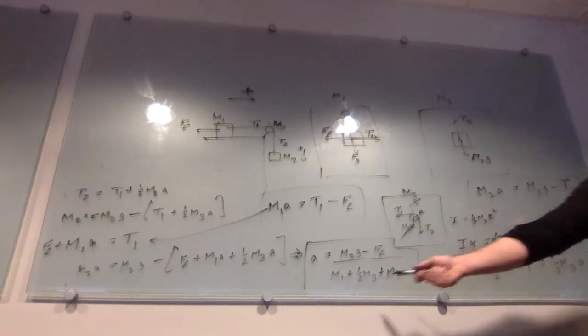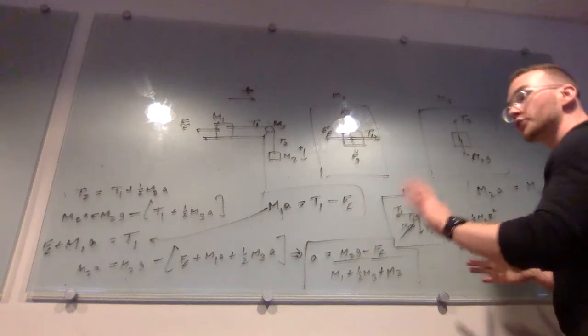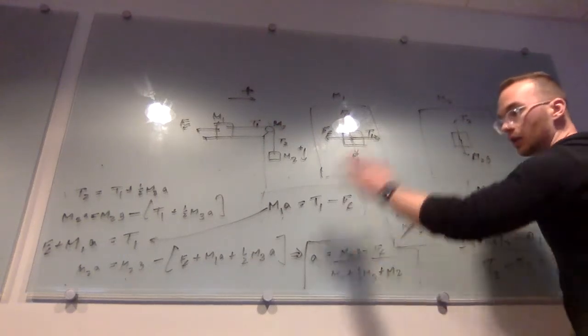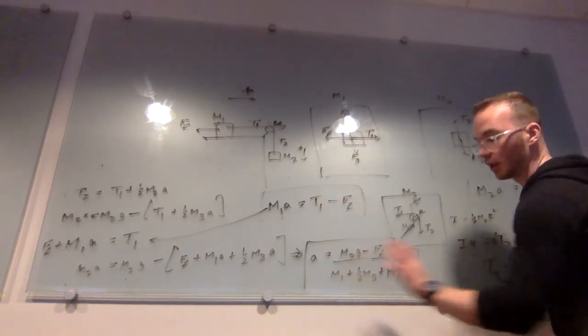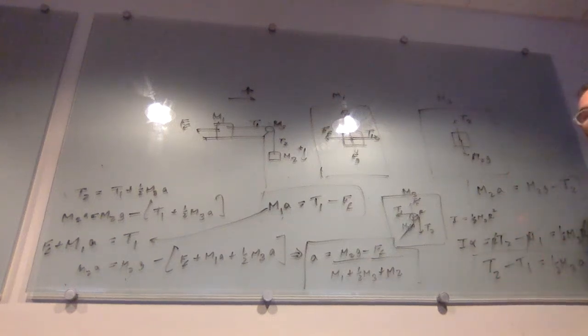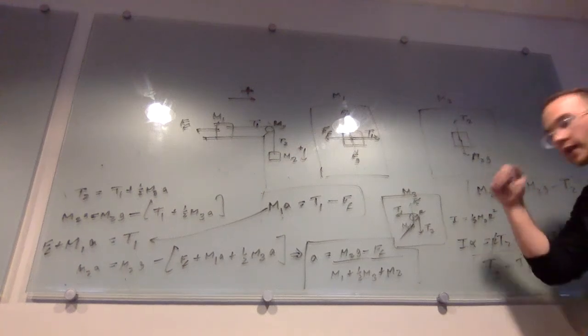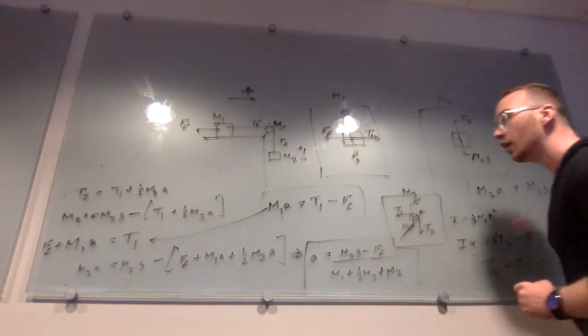So it's 1/2 because it's a disk. If this was a hoop, everything in here would be the same except you just have a plus M3. It would just be like a whole other mass, because essentially you are moving a mass by the same amount if it's all on the edge. Anyway, so that's A. That's it.